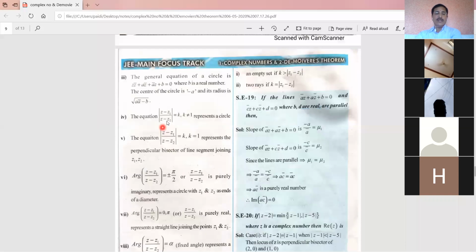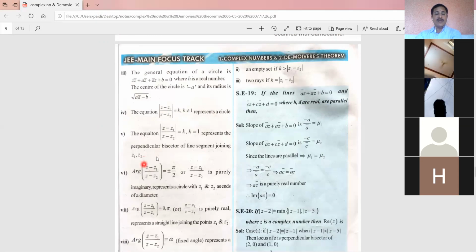These are other conditions. The equation mod of z minus z1 by z minus z2 is equal to k, when k is not equal to 1, represents a circle. That is the locus of z. When the locus condition is mod of z minus z1 by z minus z2 is equal to k, when k is not equal to 1, the locus of z represents a circle, and when k is equal to 1, it represents a perpendicular bisector of the line segment joining z1 and z2, right?